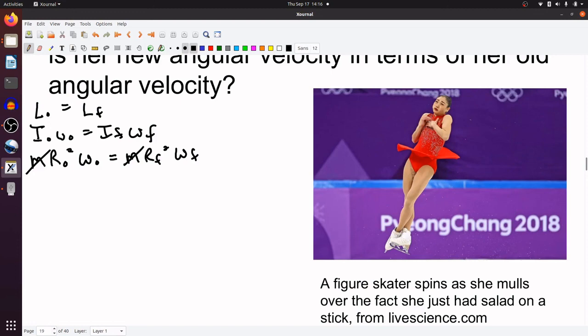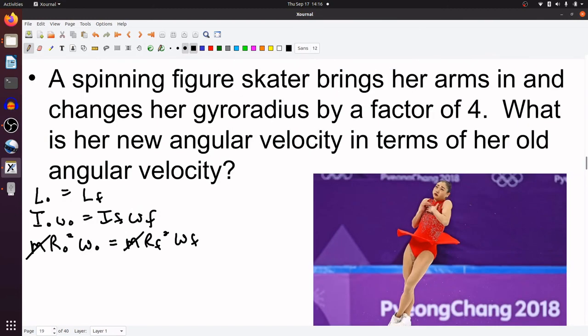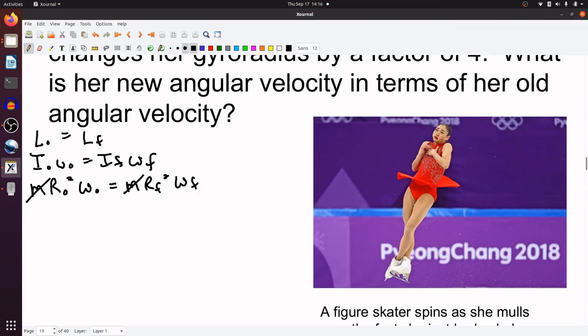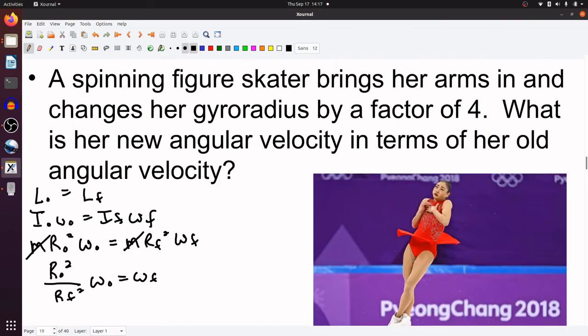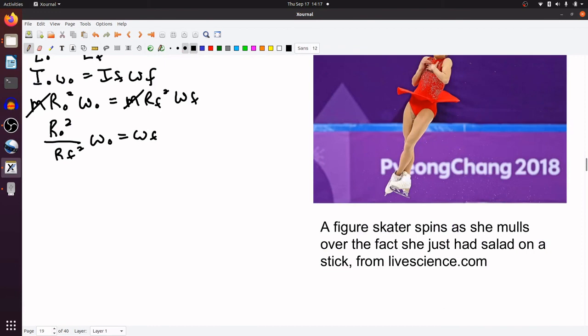I was in trouble. Okay, well, I'm doing a little bit better, and it wants to know her new angular velocity in terms of the initial. So I'm going to solve this for omega f. That gives me r naught squared over r f squared times omega naught is equal to omega f. We know that it changes her radius by a factor of 4. So that means r f must be 1/4 of r naught, because she brings her arms in. So I'm going to make that substitution.